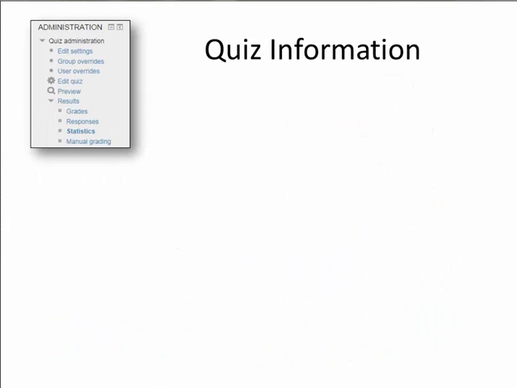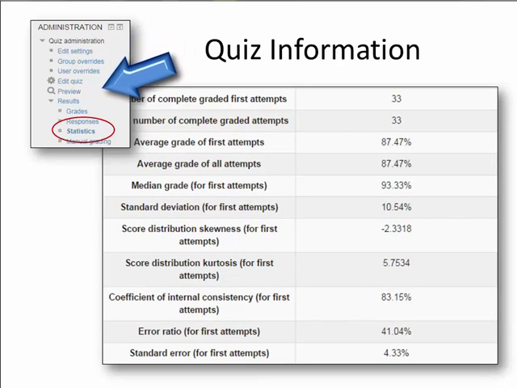Once your students have taken a quiz, simply open the quiz and move to the navigation menu under Administration, select Quiz Administration, Results, and click on Statistics. This will open up a very long page of results for you to review. To make this simpler, we'll break the page into 3 parts.